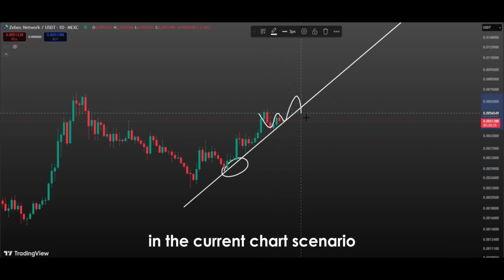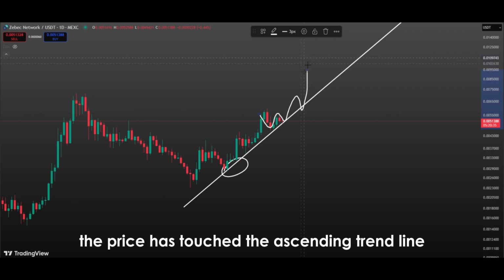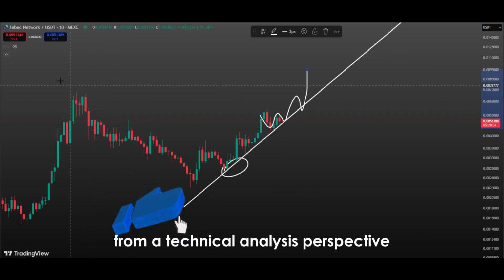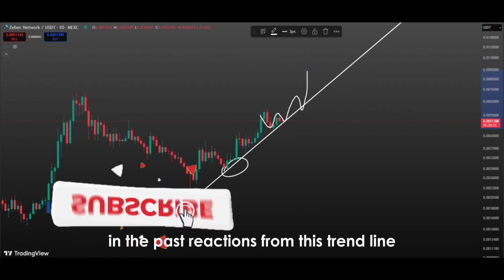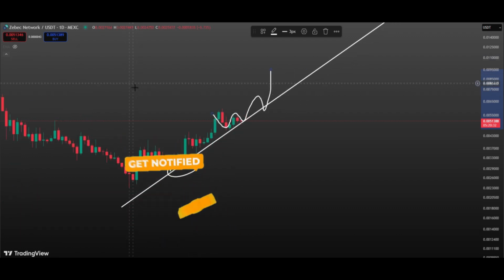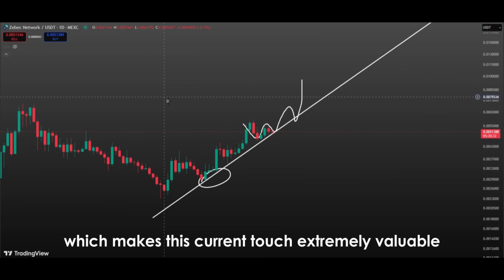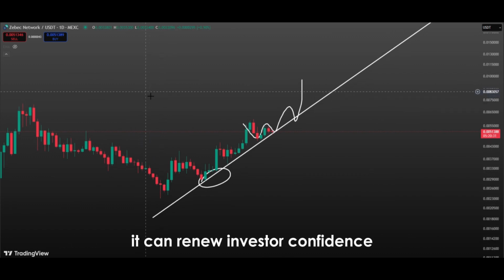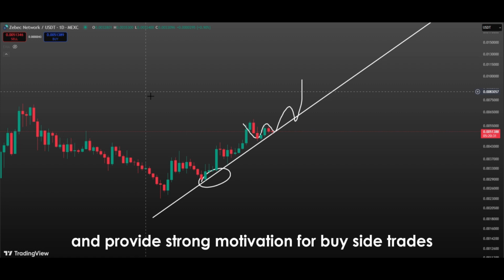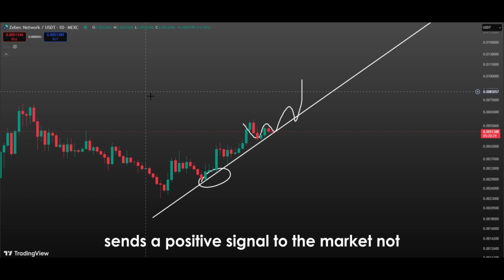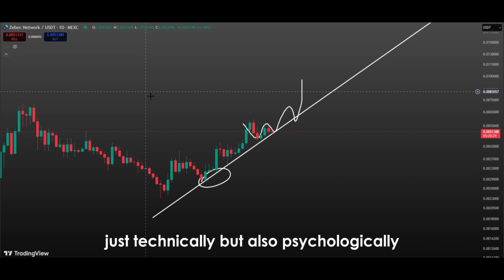In the current chart scenario, the price has touched the ascending trend line. This contact is a highly significant development from a technical analysis perspective. In the past, reactions from this trend line have consistently pushed the price to higher levels, which makes this current touch extremely valuable. If the price once again reacts upward from this level, it can renew investor confidence and provide strong motivation for buy-side trades. A bounce off this trend line sends a positive signal to the market, not just technically, but also psychologically.